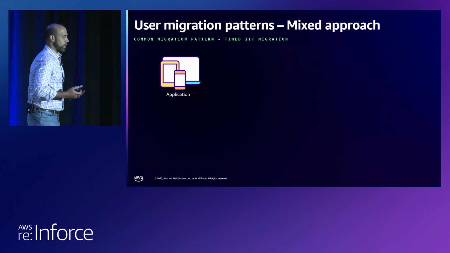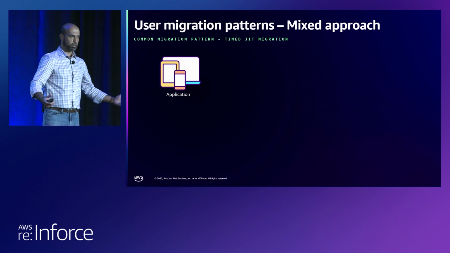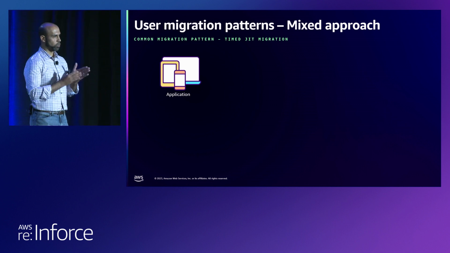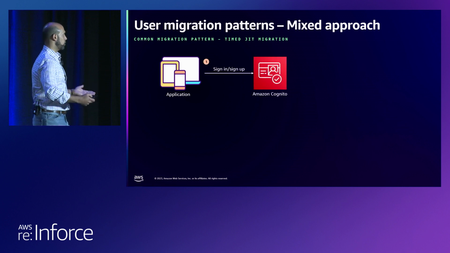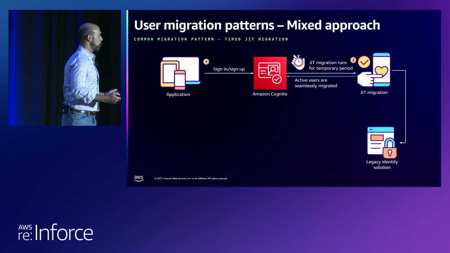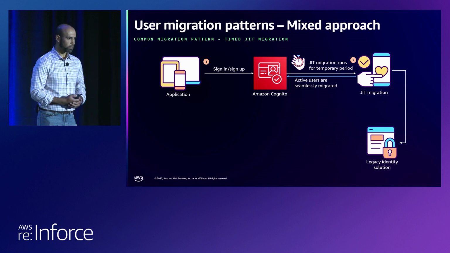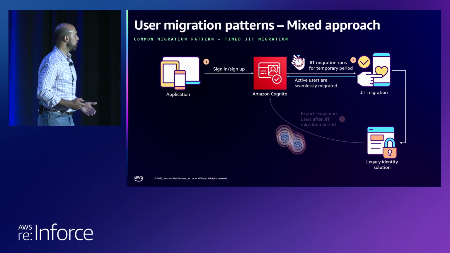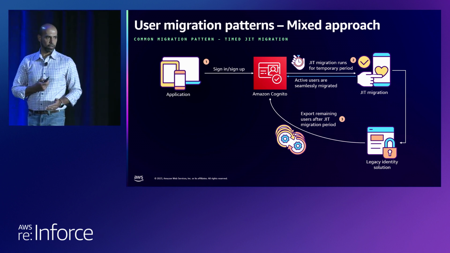Majority of customers use a mix of these two different patterns. So they run just-in-time migration for a few months, all of the active users are migrated, and then the remaining users are exported as bulk import into Cognito, and they are fine to reset their passwords. The way that this works is that, again, you transition to Amazon Cognito, you run just-in-time for a period of, commonly I see it between 3 to 6 months. During this period, all of the active users have been migrated successfully. And then at the end of this period, you take bulk import of the remaining users and import them to Amazon Cognito.